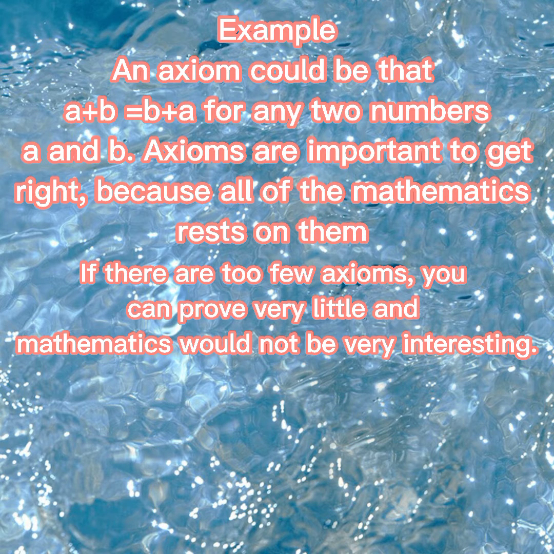For example, an axiom could be that A plus B equals B plus A for only two numbers A and B. Axioms are important to get right because all of mathematics rests on them. If there are too few axioms, you can prove very little, and mathematics would not be very interesting.